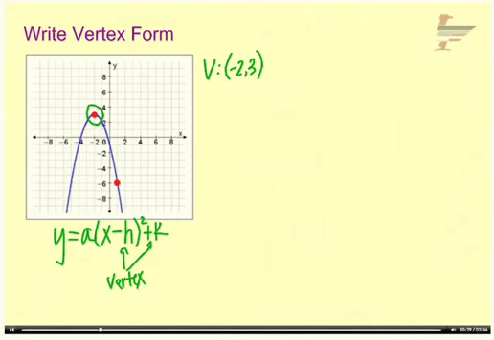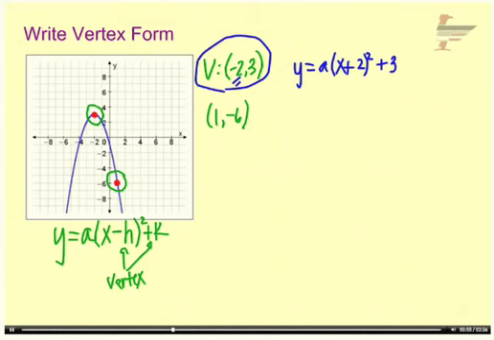And then we also have another point highlighted for us. We can use this point to help us out also. That point is 1, negative 6. And now let's see what we have. With our vertex, we know it's going to be y equals a times, now x minus the negative 2 becomes x plus 2 squared, and then plus 3.